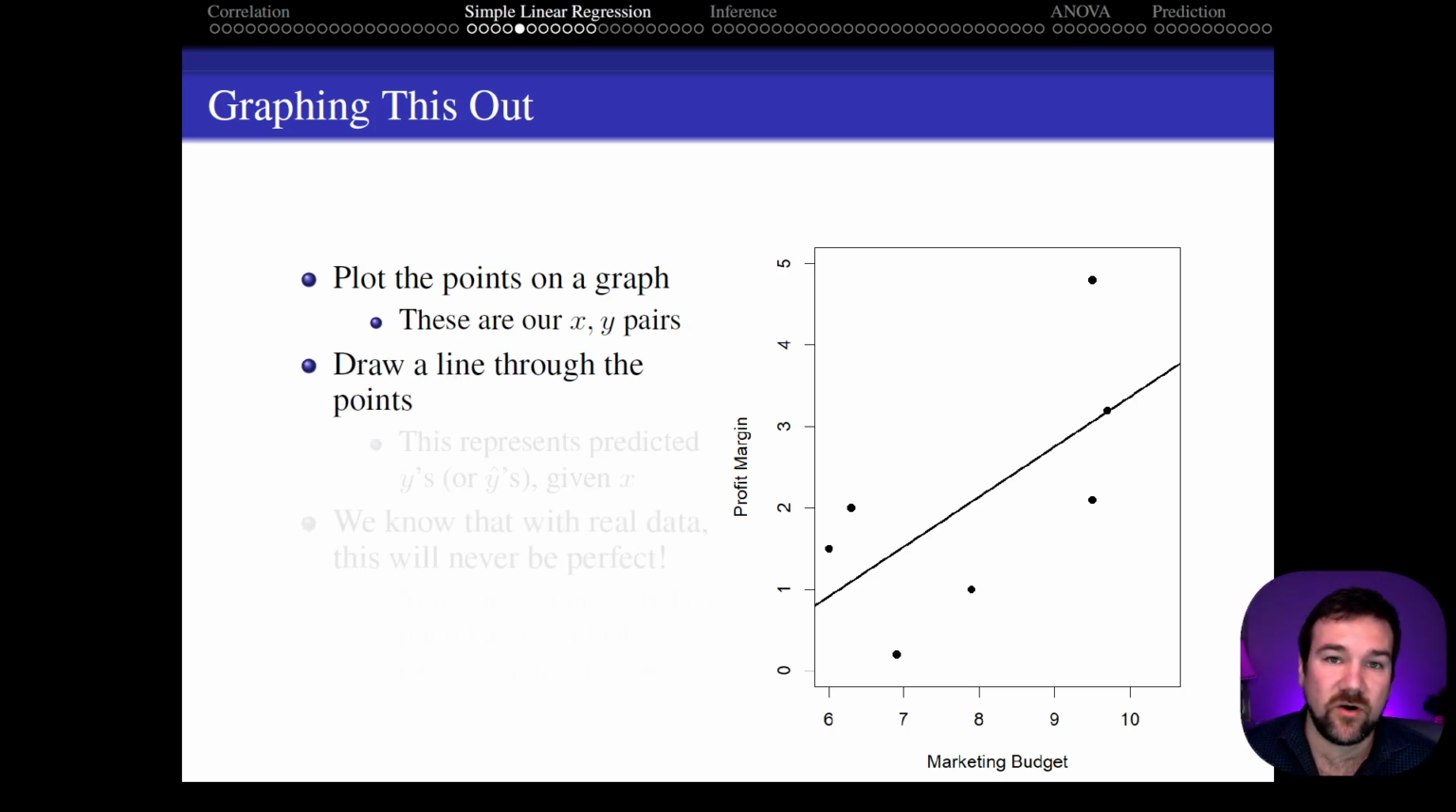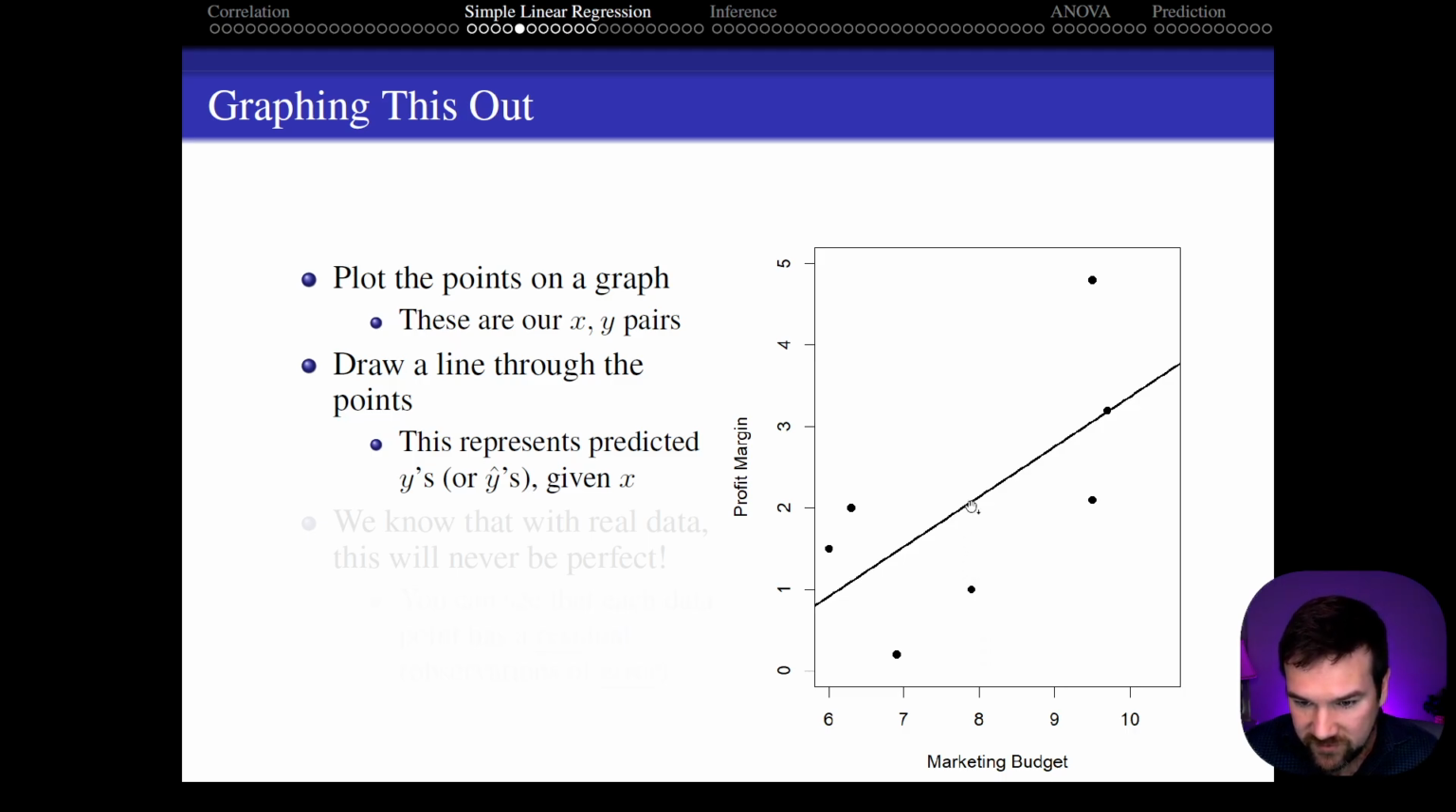All right, now we have our line, and this is our best guess line. We haven't really talked about this, but we're going to use some math to find it, and we'll get to that. Each of these values represents our best guess at what the profit is going to be for any marketing budget. So if I take my marketing budget of 8, my best guess for the profit is going to be around $2,000, give or take.